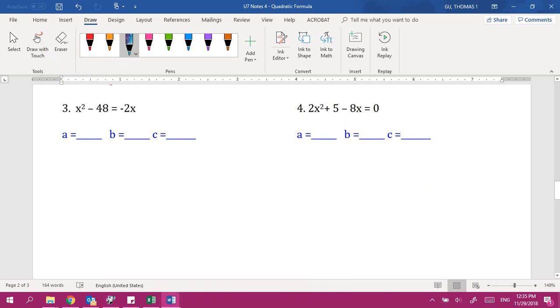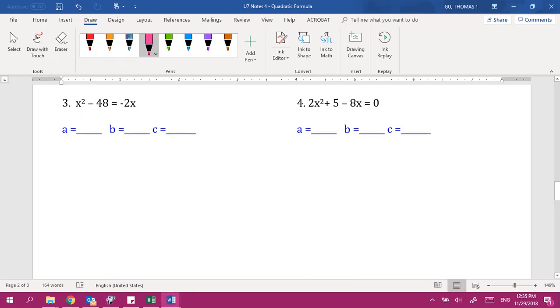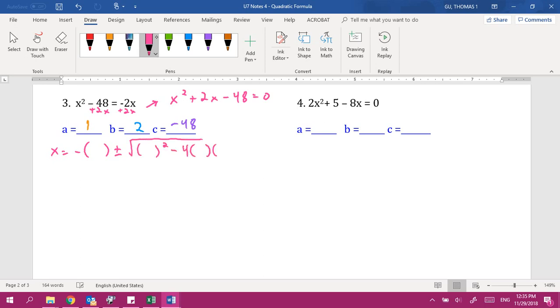All right, number 3. Right here, what do I need to do on number 3 first? Add the 2x, that's right. So what's my new equation? There we go. Okay, so what is A then? 1. What's B? And what is C? That's right, so I'm going to set up my equation. X equals negative b plus or minus the square root of b squared minus 4 times a times c all over 2a.